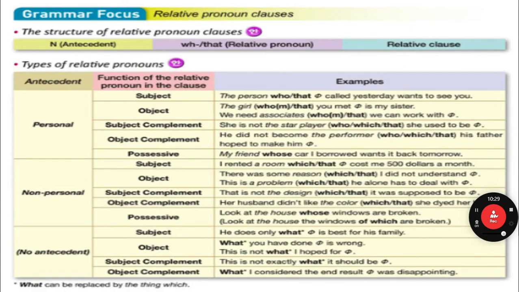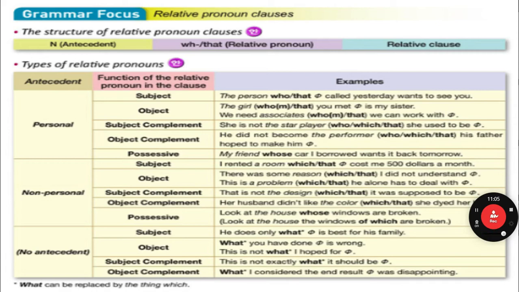So, all right. The structure of a relative pronoun clause. This is the antecedent. Then your relative pronoun: who, that, what, or just that. Who, what, when, where, why, how, or that. And your relative clause. The relative clause is explaining the first part of the sentence. Antecedent. Personal. Function of the relative pronoun in the clause.